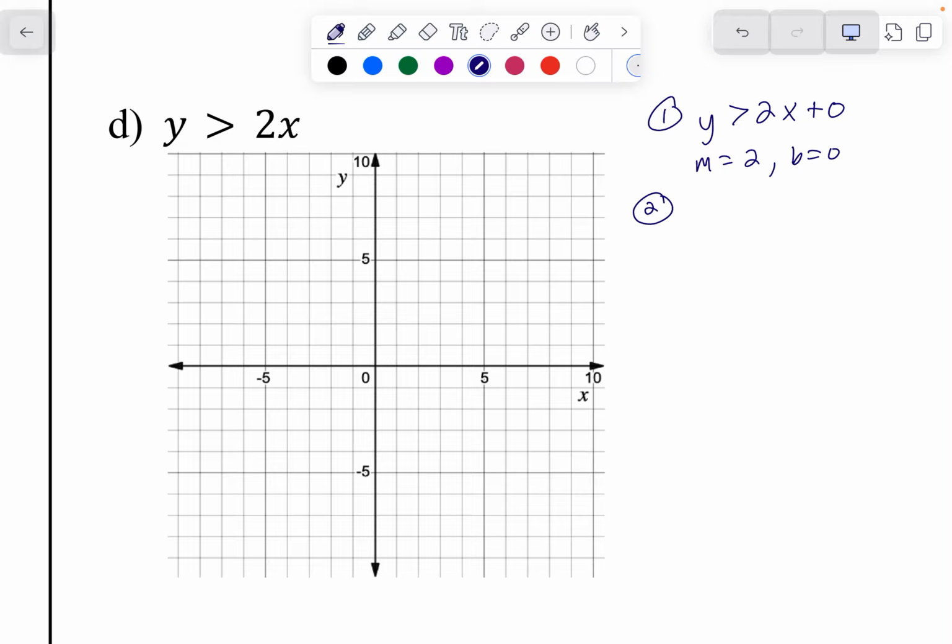Are we going to make the line dashed or solid? Does it have the equal to with it? No, so it's going to be a dashed line. The line we're drawing is really y equals 2x plus 0, but we're going to make it dashed, okay? So start at 0, up 2 over 1, up 2 over 1, up 2 over 1. Sometimes I'll follow that pattern the opposite way to really stretch my graph across the paper and make a little dashed line there.